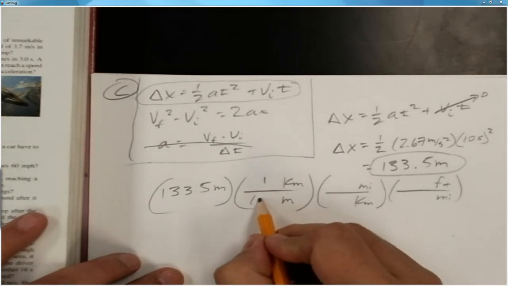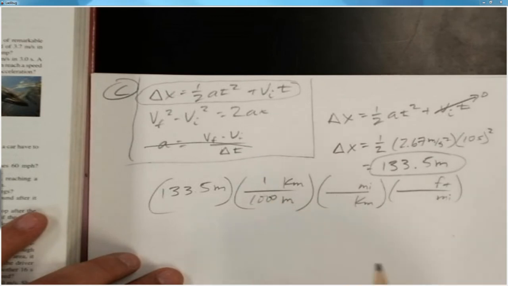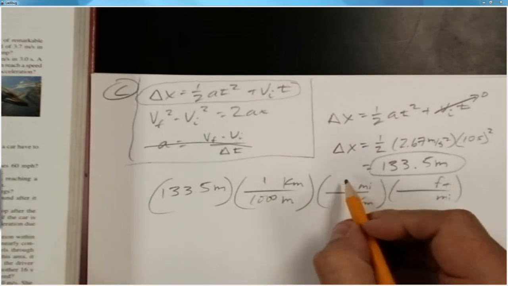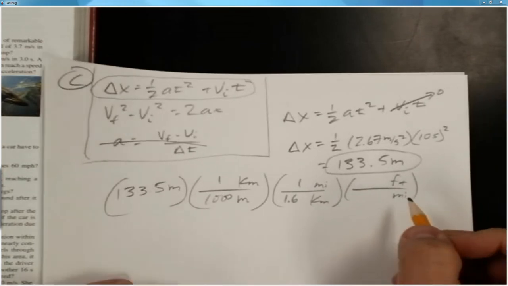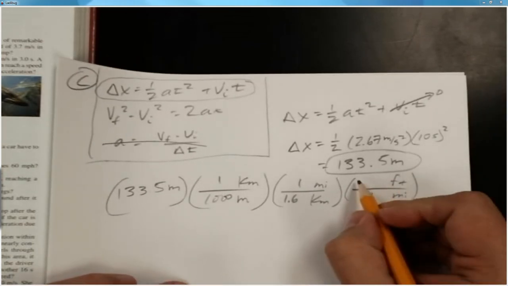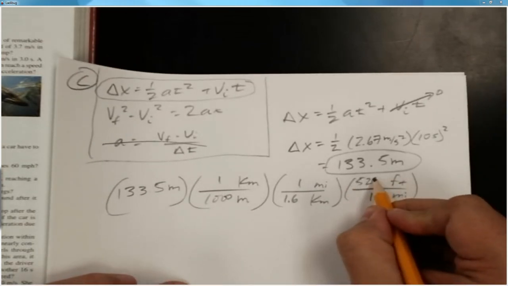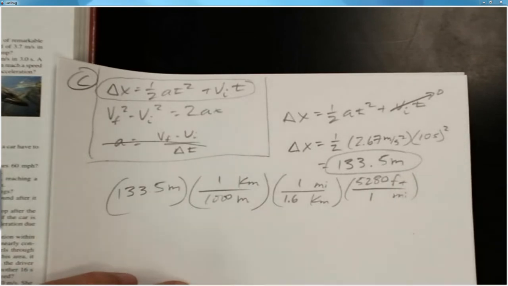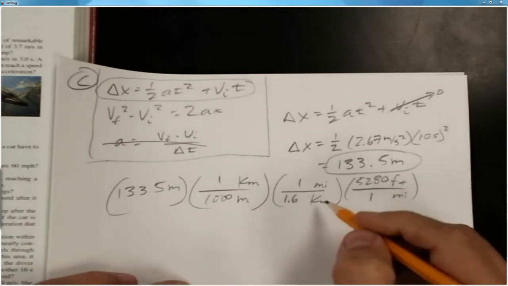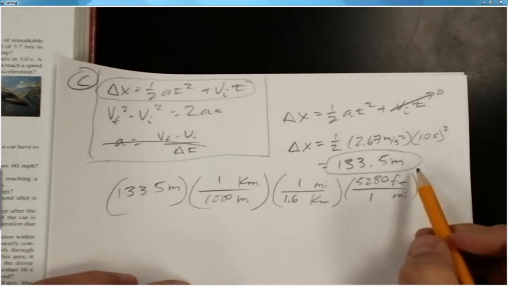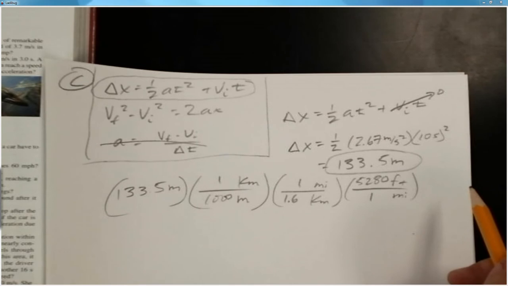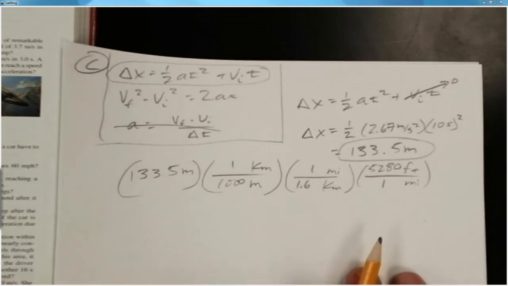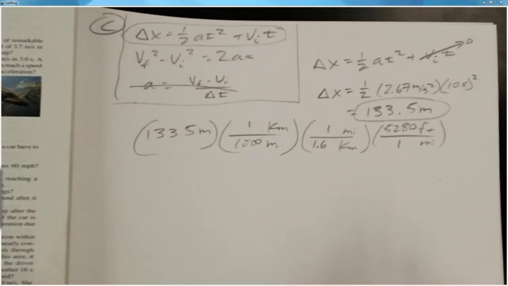1 kilometer is 1,000 meters. You should have this memorized. 1 mile is 1.6 kilometers. And you should have this memorized. 1 mile is 5,280 feet. If you don't have those memorized, you need to memorize them. 1 mile is 1.6 kilometers, and 1 mile is also 5,280 feet. So make yourself a note of that if you don't know that and get it memorized.